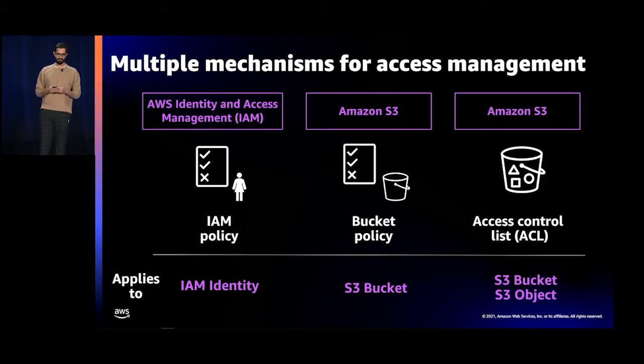In S3, there are multiple ways to provide access to your data. You can use IAM and IAM policies to define who can access what, which means what resources the IAM users and roles can access in your account. Then there is bucket policy, which is a resource-based policy. You can grant or deny permission to different users through the bucket policy. This is usually how you provide access to your bucket to an external AWS account.